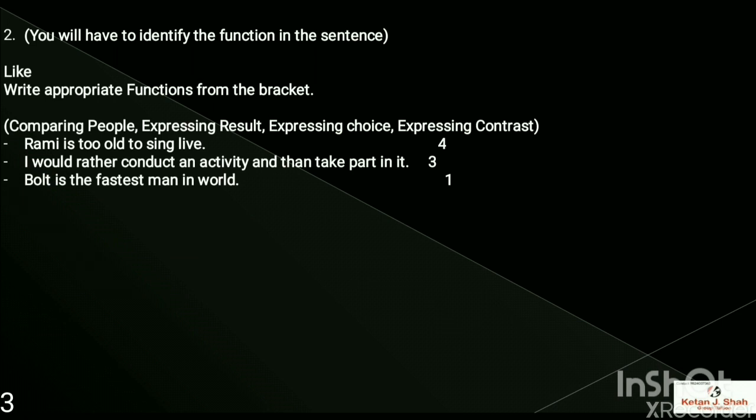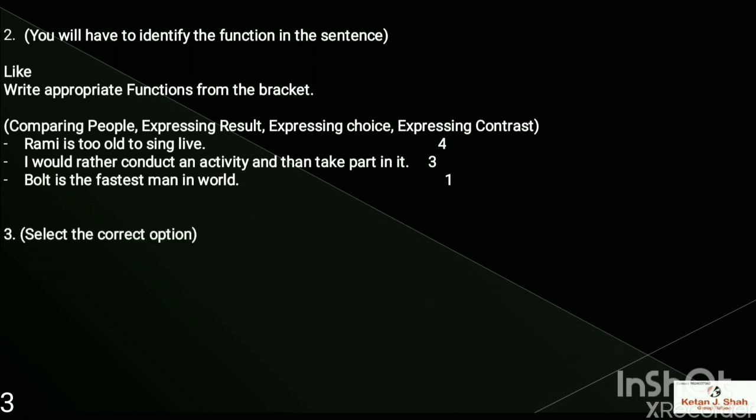Rami is too old to sing live. It is the fourth one, expressing contrast. It means that she is too old and now she is not likely to sing a song live. I would rather conduct an activity than take part in it. Third, expressing choice. It means that he has a choice that he can conduct an activity or take part in it. Bolt is the fastest man in the world. First, it means comparing people. Yes, it compares all the world's people with Bolt, and so comparing people is used here.